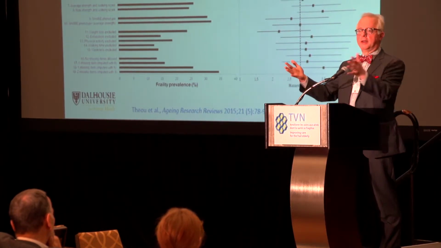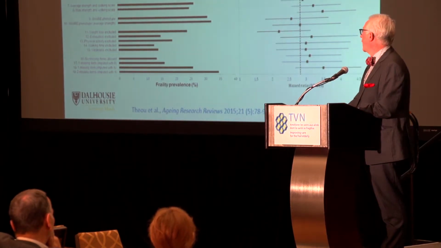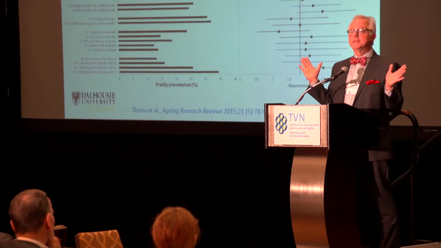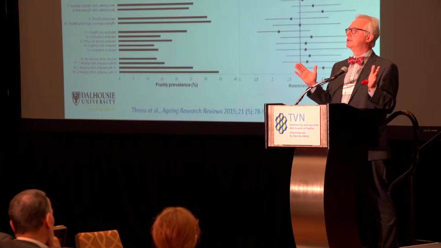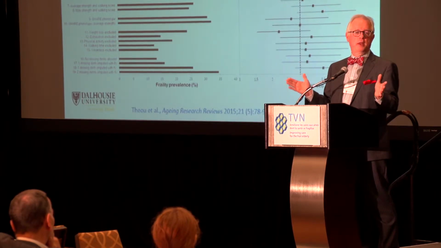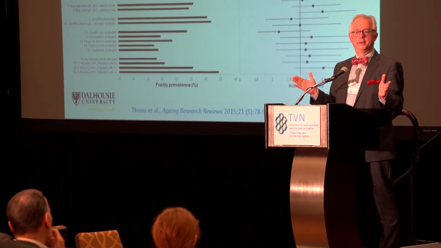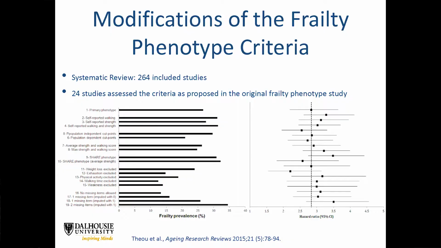And it turns out that, again, in work from Olga Theou, 262 variants of the frailty phenotype she was able to find. And clever and energetic young woman that she is, she looked at the impact of the variability on risk and on prevalence. You can see it's quite high. Sorry, you can see that there's a lot of variability depending on how exactly you've operationalized that frailty phenotype.